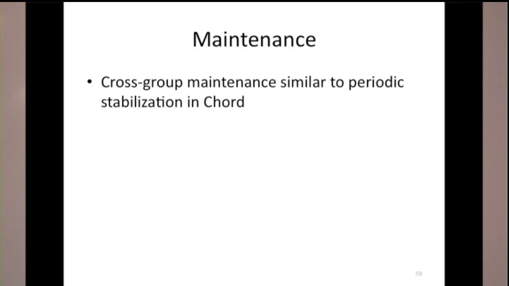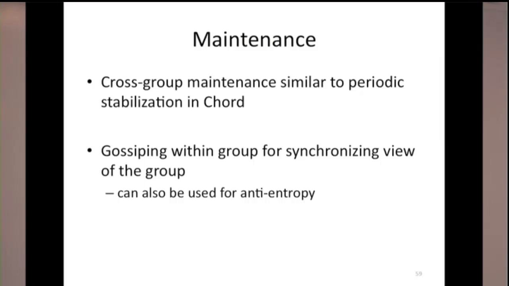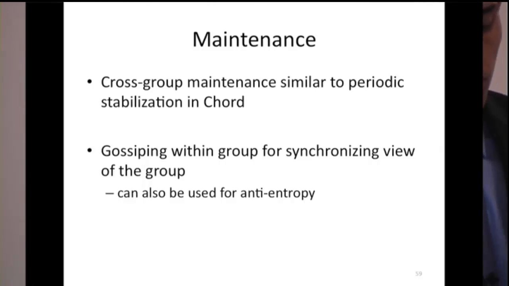The maintenance of these groups is kind of the same as before. Chord did periodic stabilization for nodes on the ring. We use the same concept, but we apply it to groups instead of nodes. So nodes in one group do periodic stabilization with nodes in their successor group. And within a group, we synchronize the view of the group by gossiping with nodes within the group. This gossiping you can also use to update replicas of the nodes. But that's just a proposal.